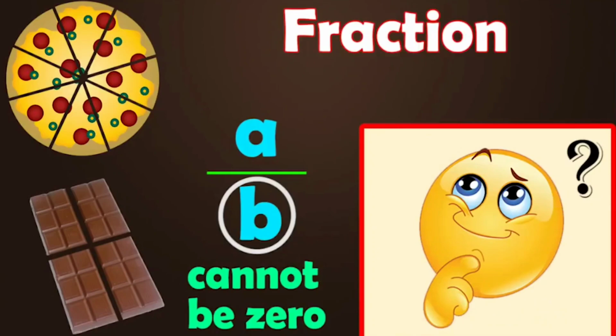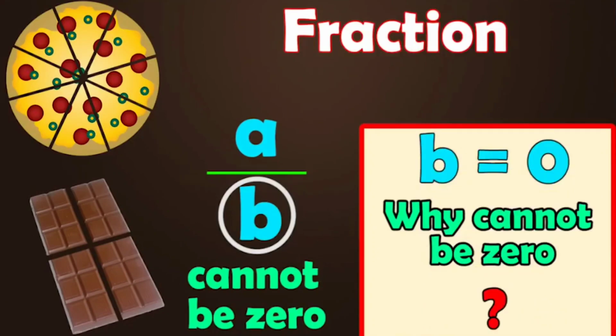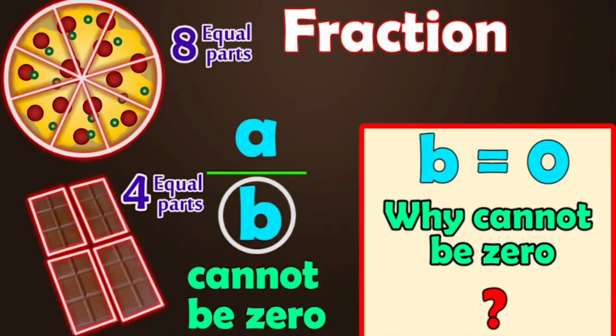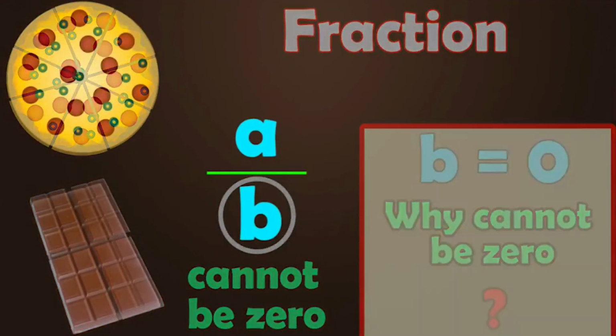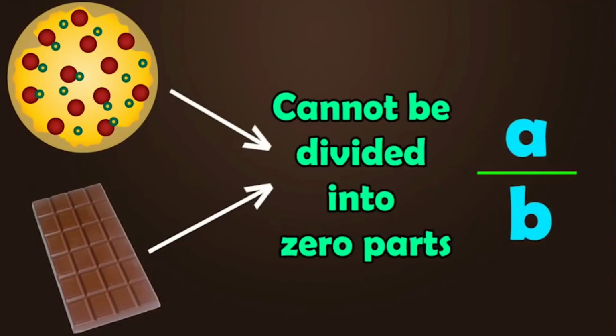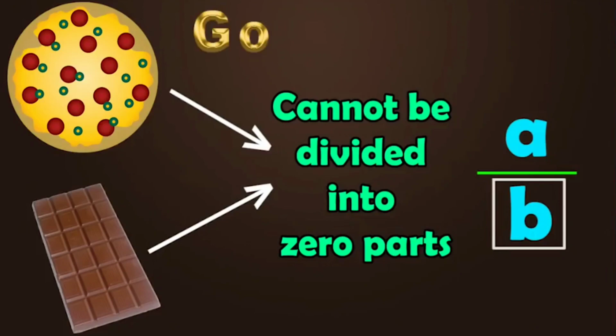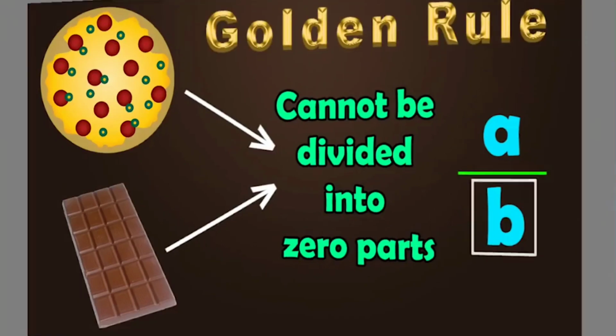Confused? But why can the denominator not be 0? Basically, what is denominator? Denominator is the total number of equal parts in which the whole is divided, right? But if we cannot divide anything into 0 parts, we cannot give any part to anyone, and hence the denominator of a fraction can never be 0. This is one of the golden rules of mathematics.